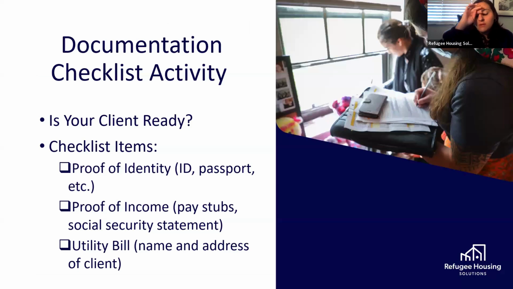And so the next step is knowing how to create this checklist for your client and explaining to them what type of documents they need, which is proof of identity, their ID, their passport, proof of income, pay stub, social security statement, etc., and a utility bill with the name and address of the client. And if the lease agreement already includes a utility bill, they need to figure out how to adjust that and speak with the LIHEAP local office to ensure that they still can qualify for assistance.